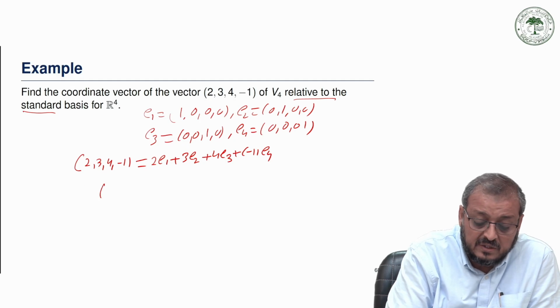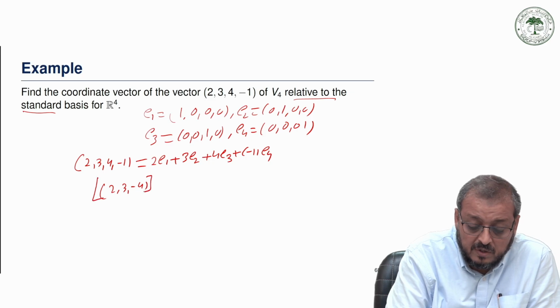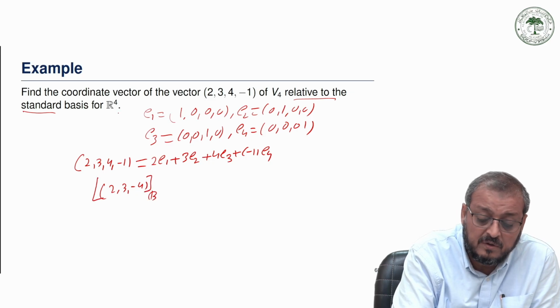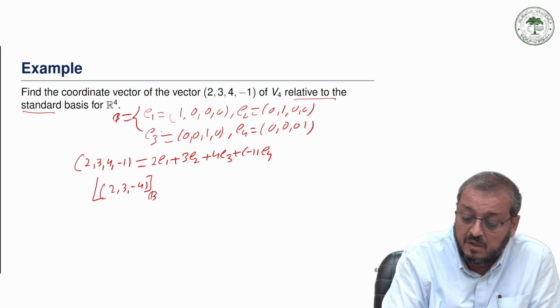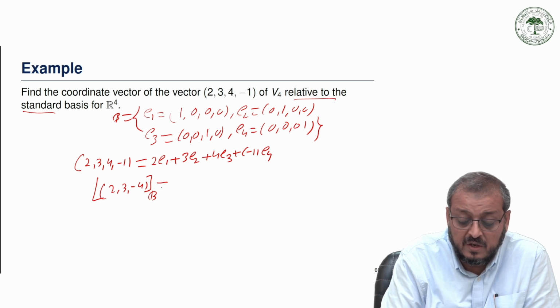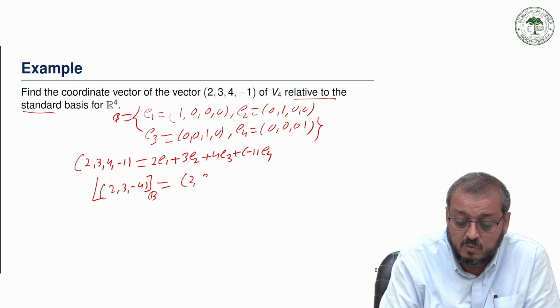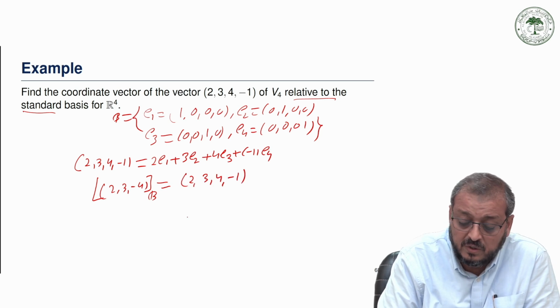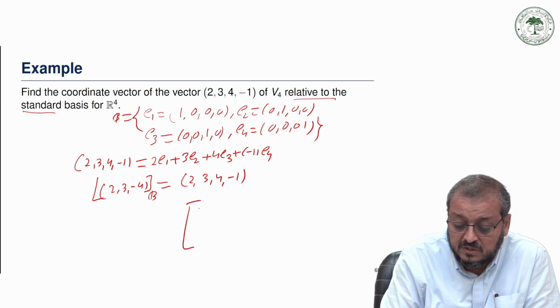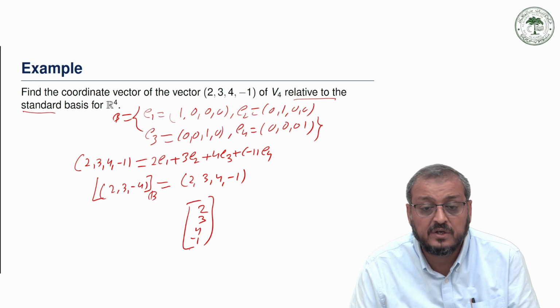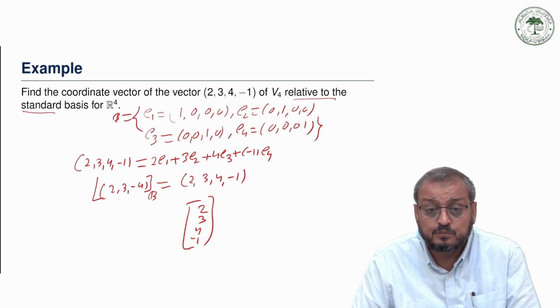That means we can say that the coordinate vector of (2, 3, 4, -1) corresponding to the standard basis B is equal to (2, 3, 4, -1), and the matrix of this is equal to (2, 3, 4, -1). In the matrix notation we are writing this one.